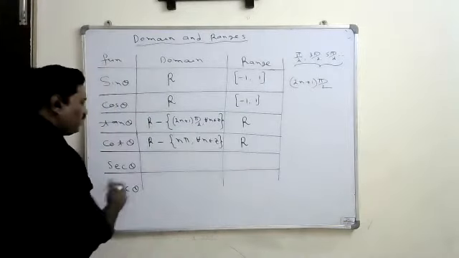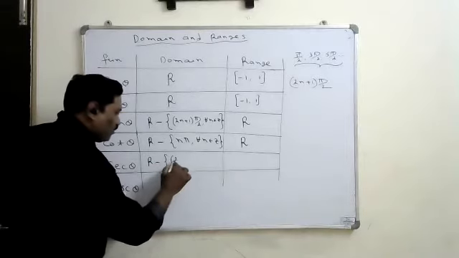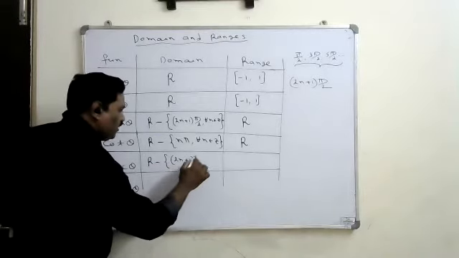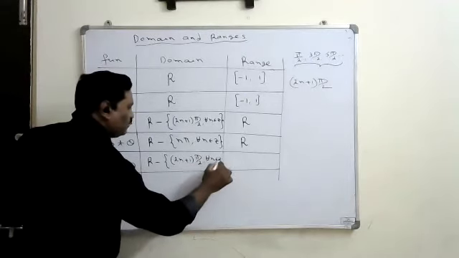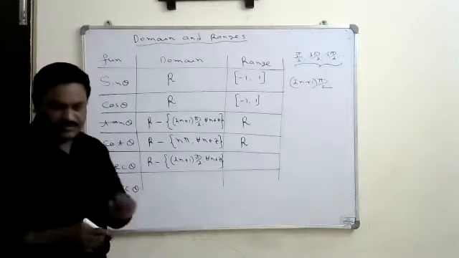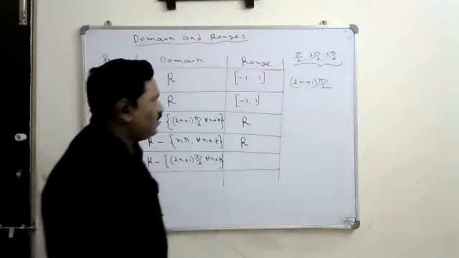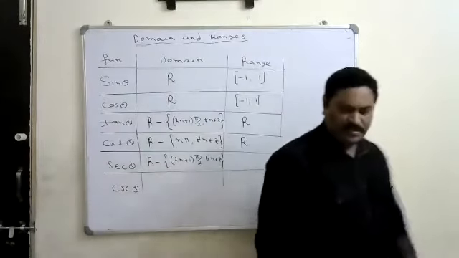Therefore, what is the domain? R minus (2n plus 1) pi by 2, for all n belongs to Z. This is the domain of secant. Okay, now come to the range of secant theta.